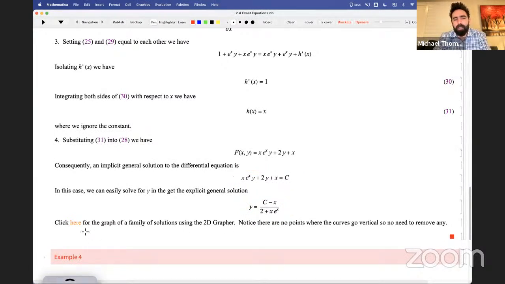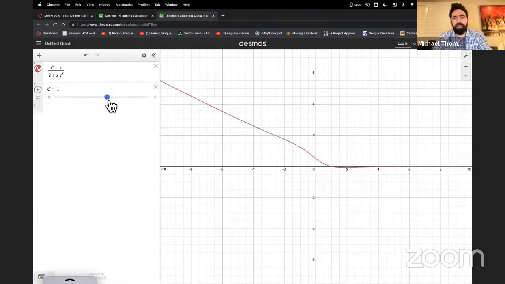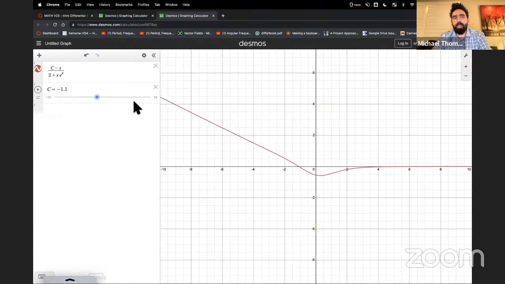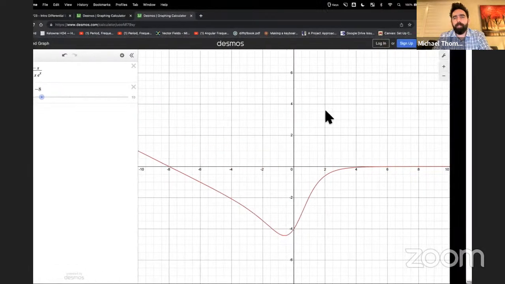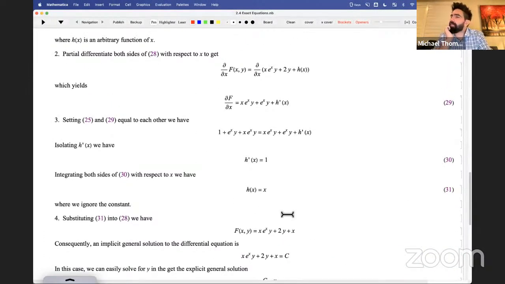So if you graph the thing, it looks like this for different values of c. So there's a bunch of different values, and you could make a slider out of this if you wanted. It looks like all of these solutions span from -infinity to infinity. So we could put a slider and you can see each of the solutions like so. Okay, and they never go vertical, so we don't have to remove any points or anything. All right, you guys doing okay? We're just about done here.